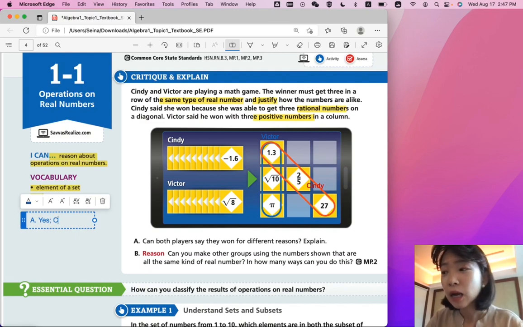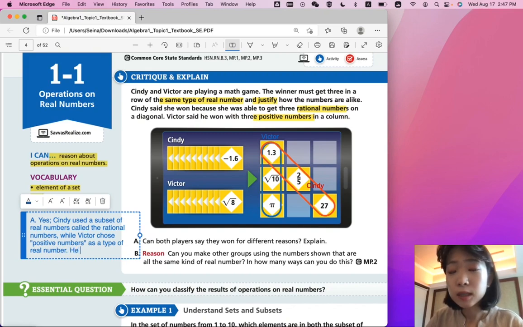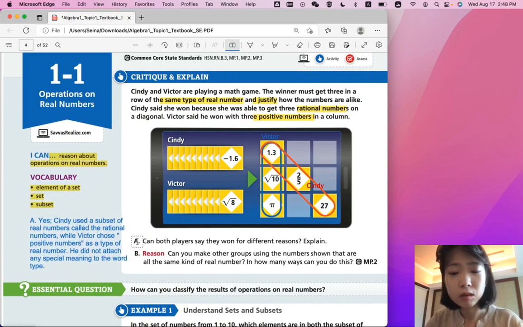Yes. Why? Cindy used a subset of real numbers called the rational numbers, while Victor chose positive numbers as a type of real number. He did not attach any special meaning to the word type. So they're both correct. Part B, reason.